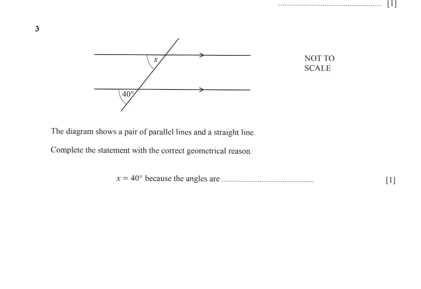Number 3, the diagram shows a pair of parallel lines and a straight line. Complete the statement with the correct geometric reason. X equals 40 because corresponding or alternate? Corresponding angles. Letter F, corresponding angles.